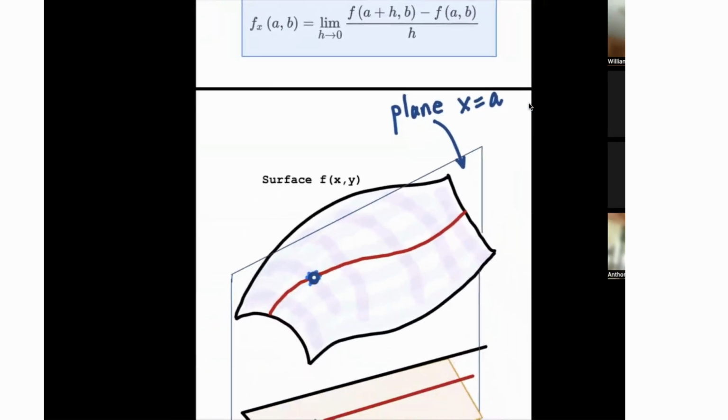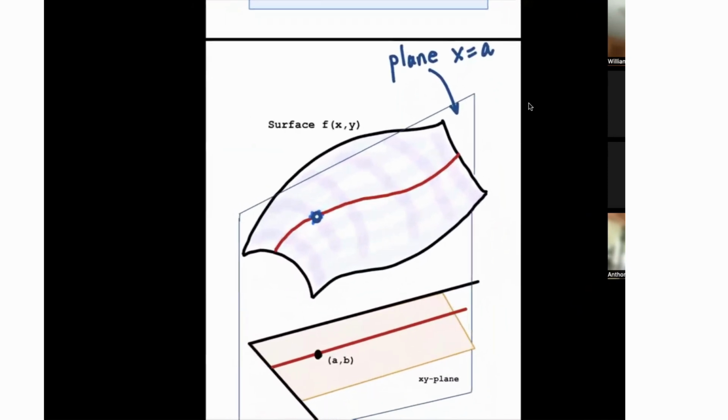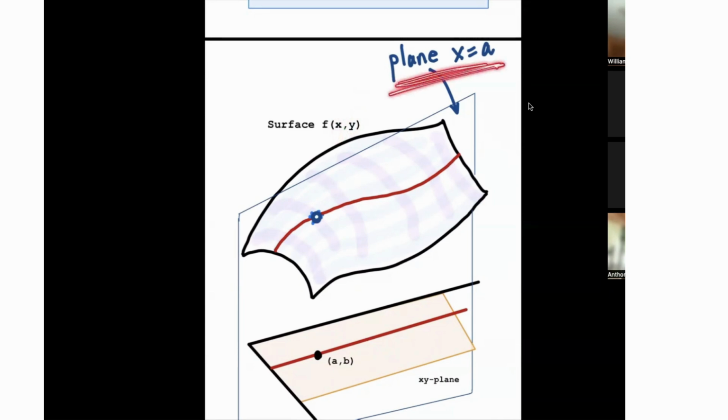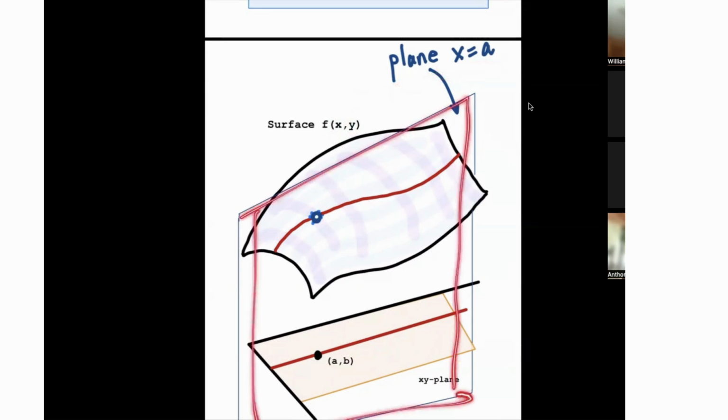All right, something similar happens if we want to do the partial derivative with respect to y. Then what we're going to do is study what happens as we change the variable y, and we're going to keep x fixed where it is and just fiddle around with y. So to keep x fixed, we're going to intersect this geometric picture with the plane x equals a. This plane cuts across our picture.